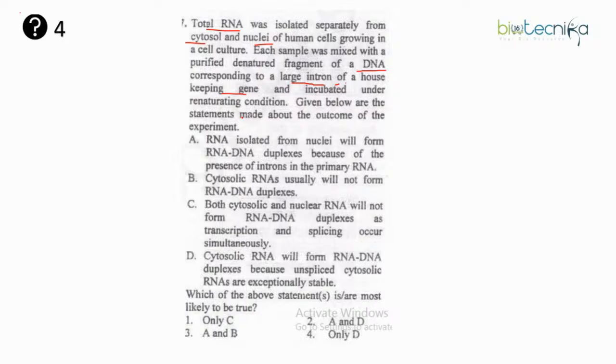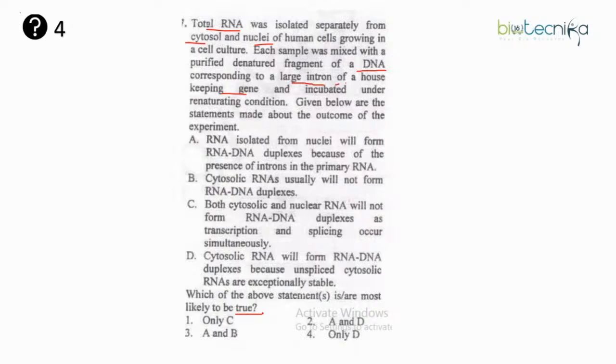Given below are the statements made about the outcome of the experiment. Statement A: RNA isolated from nuclei will form RNA-DNA duplexes because of the presence of introns in the primary RNA. Statement B: Cytosolic RNAs usually will not form RNA-DNA duplexes. Statement C: Both cytosolic and nuclear RNA will not form RNA-DNA duplexes as transcription and splicing occur simultaneously. Option D: Cytosolic RNA will form RNA-DNA duplexes because unspliced cytosolic RNA are exceptionally stable. Which of the above statements is or are more likely to be true?